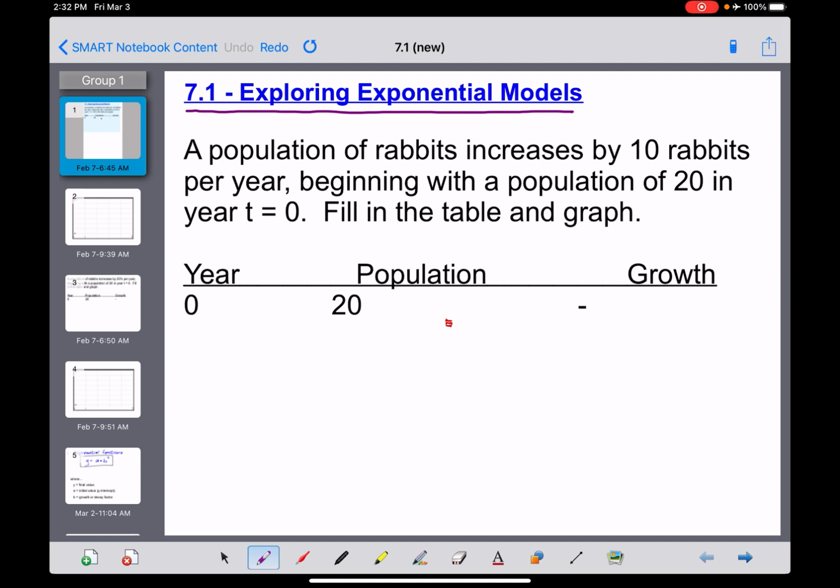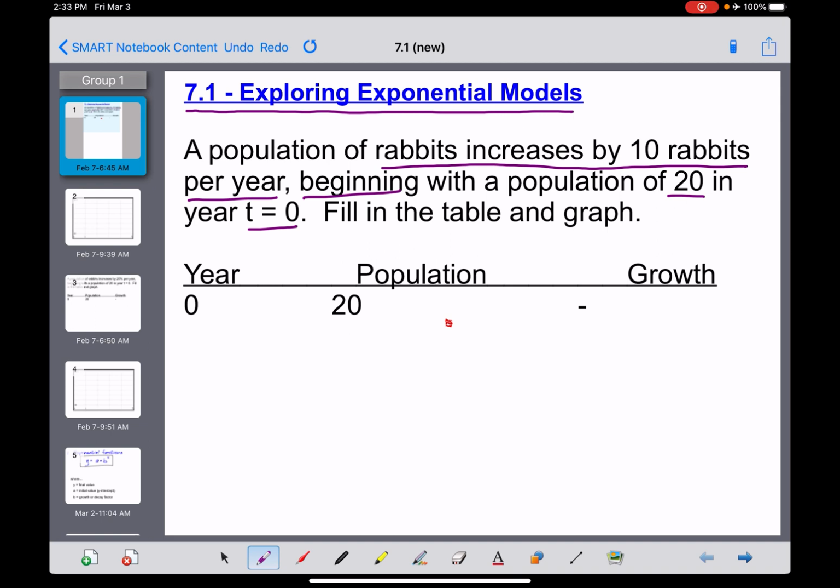So what I wanted to do is just start off with an activity right here, and I don't think it's really important that you put this in your notes, but I think we can just watch and follow along and see if we get the gist of what's happening. So we're going to raise rabbits on a farm, everybody. We're going to start with a population of rabbits, and I wrote this in a weird order. We're beginning with a population of 20 rabbits at t equals 0. And then what's happening is that our population is increasing by 10 rabbits per year.